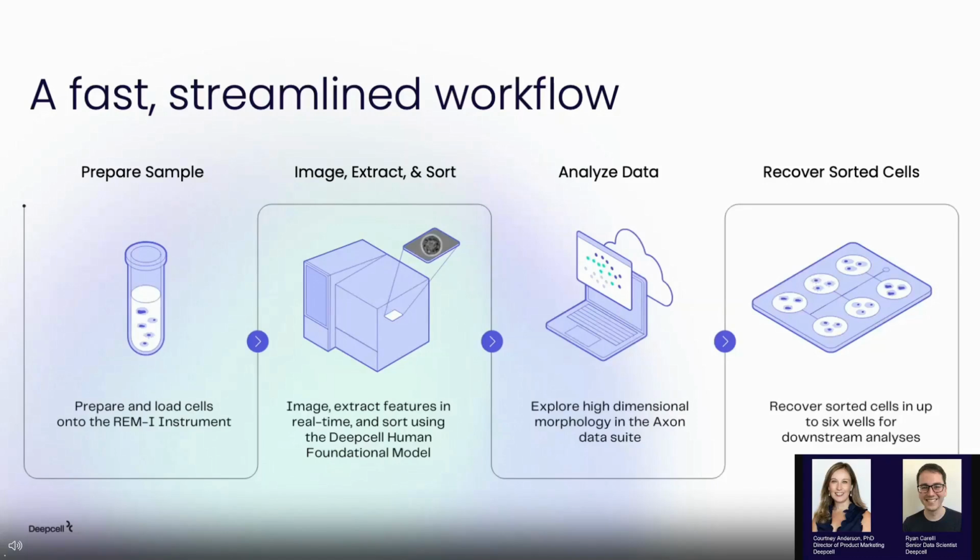Now that I've introduced the three components, I'd like to talk a little bit more about how they come together in a simple and streamlined workflow, starting with dissociation of cells into a single cell suspension, followed by imaging of those single cells in flow, and then characterization of those cells in real time with our AI models, all of which is done on the REM I instrument. And then in the Axon data suite, you can analyze the data. In addition, in this data suite, you can select cell populations of interest in real time and then collect those cells for further downstream analyses, such as single-cell RNA sequencing. You can go from sample to a publishable figure in just a matter of a few hours.